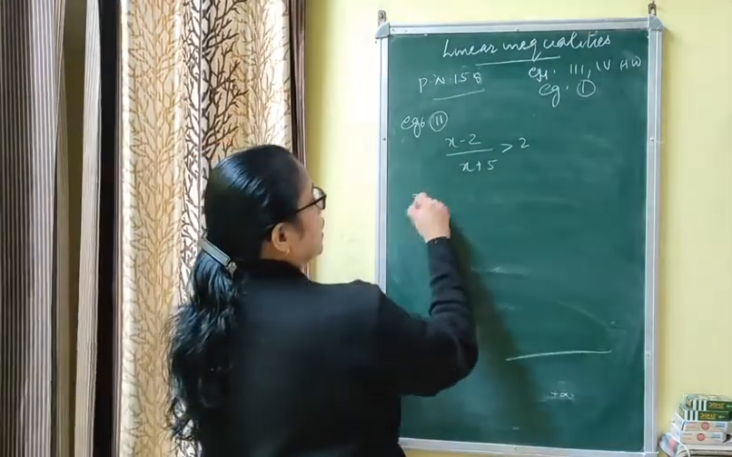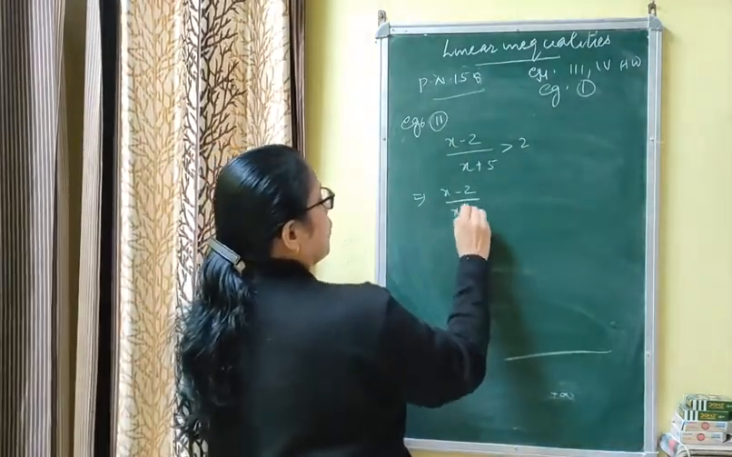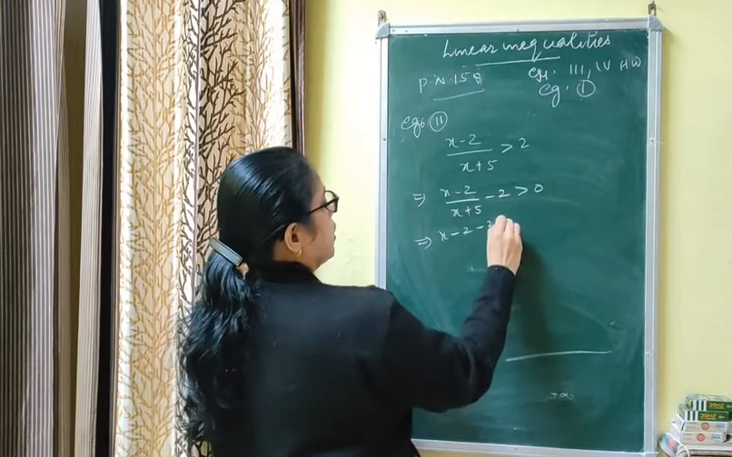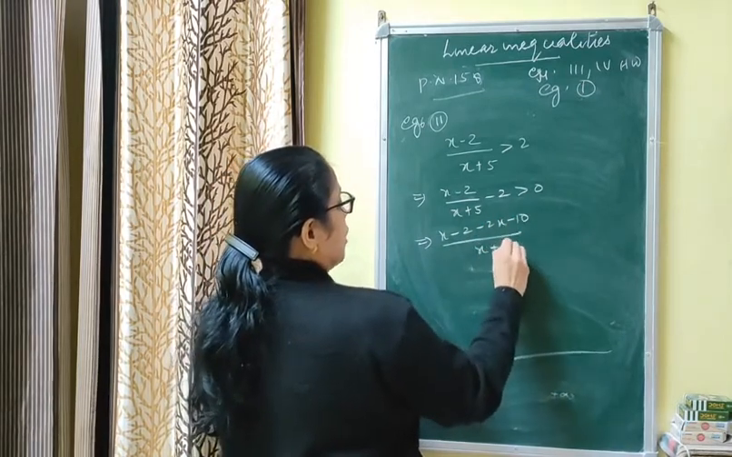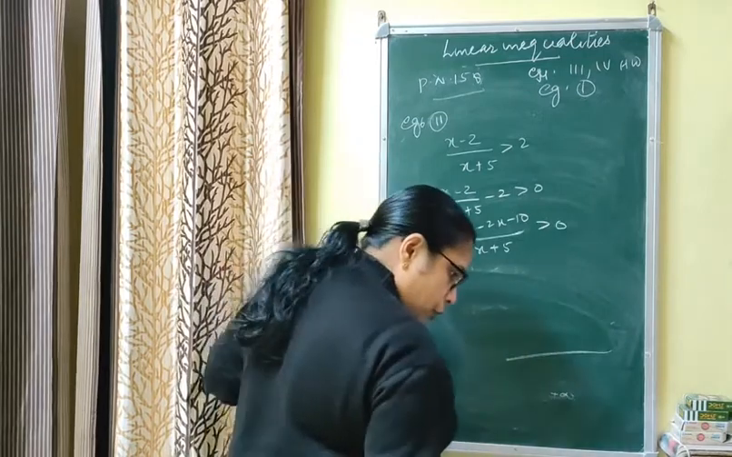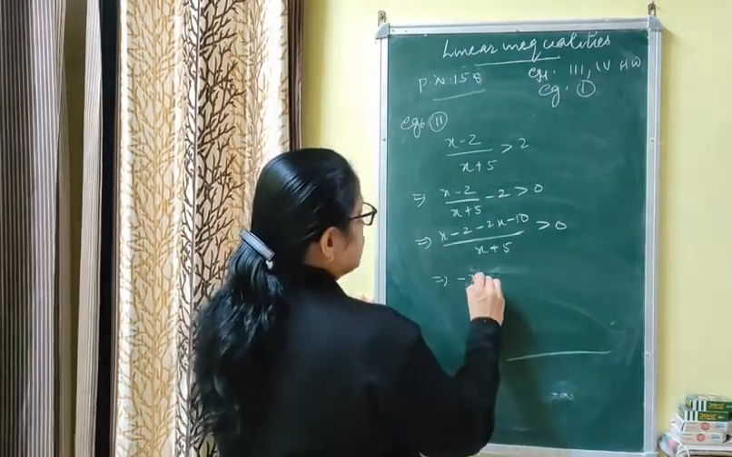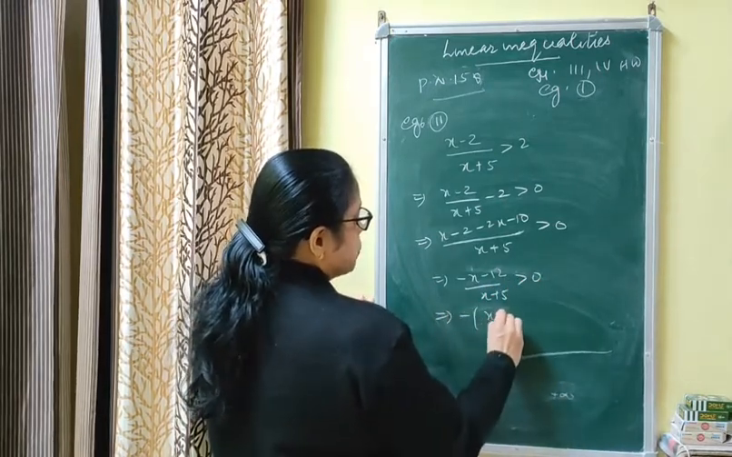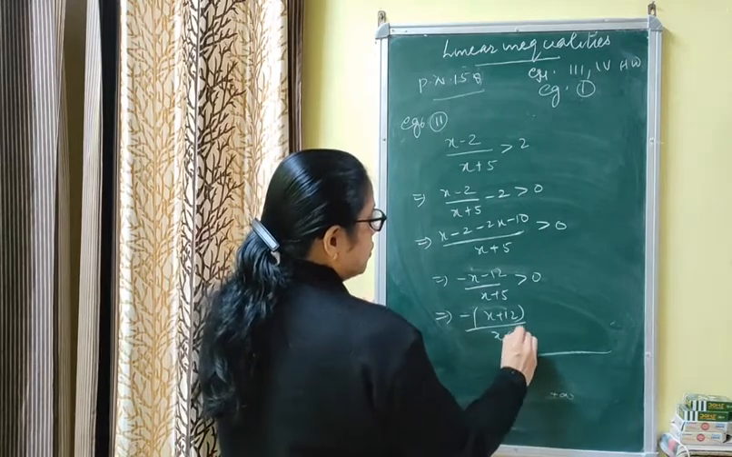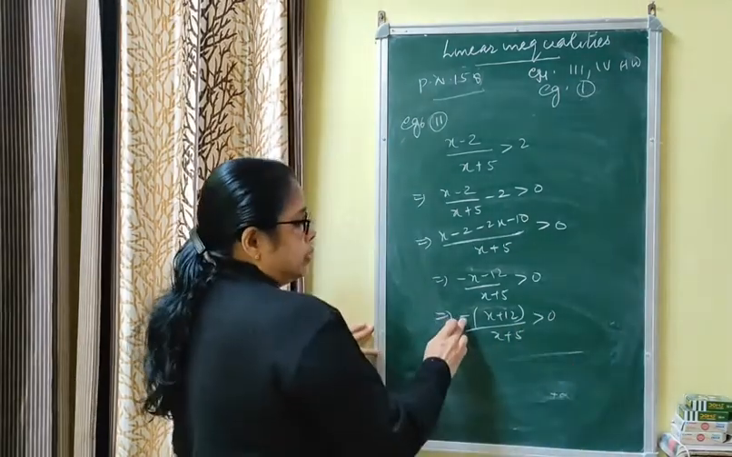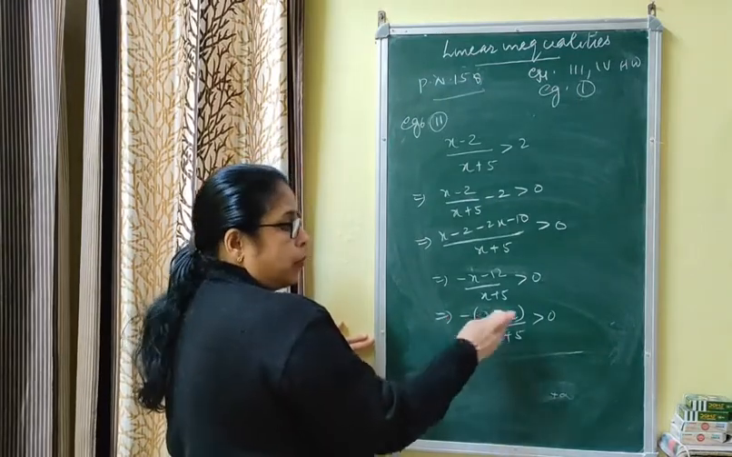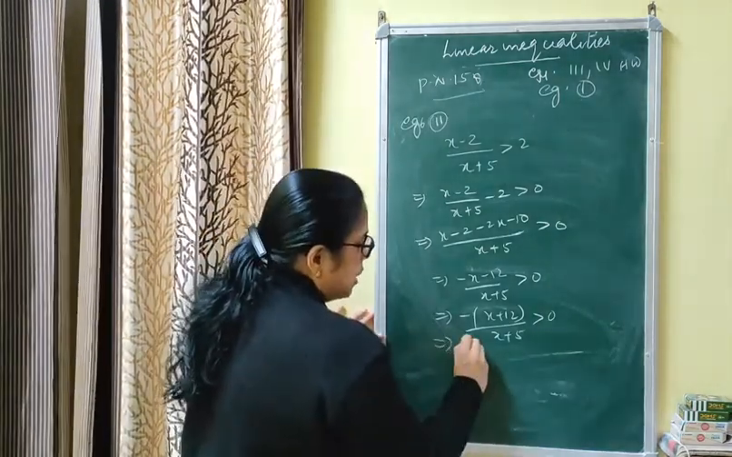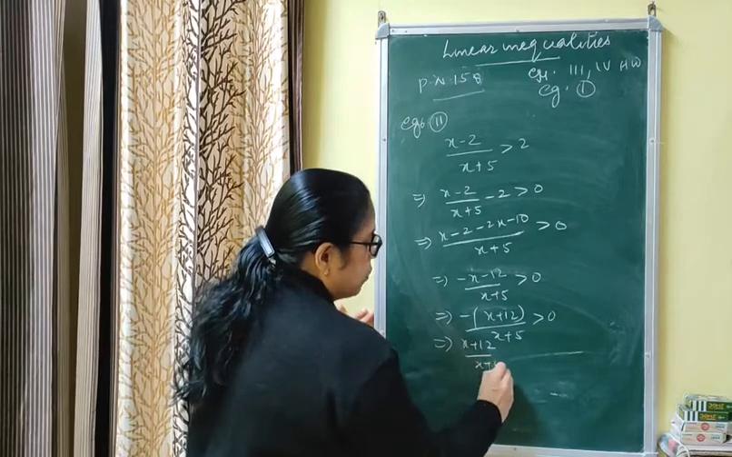Now first of all, shift the right side to the left side, you get (x minus 2) upon (x plus 5) minus 2 greater than 0. By taking LCM, (x minus 2 minus 2x minus 10) upon (x plus 5) greater than 0. Now if you solve this, you will get (minus x minus 12) upon (x plus 5) greater than 0. That implies minus of (x plus 12) upon (x plus 5) greater than 0. In order to change the minus sign, you have to multiply both sides by minus. If you multiply an inequality by a minus sign, you will get the reverse. That implies (x plus 12) upon (x plus 5) less than 0.